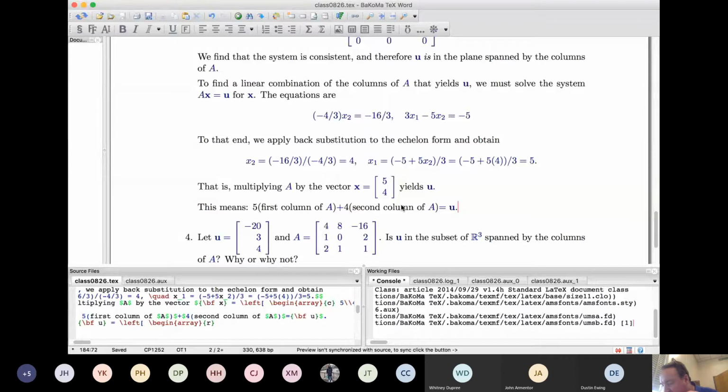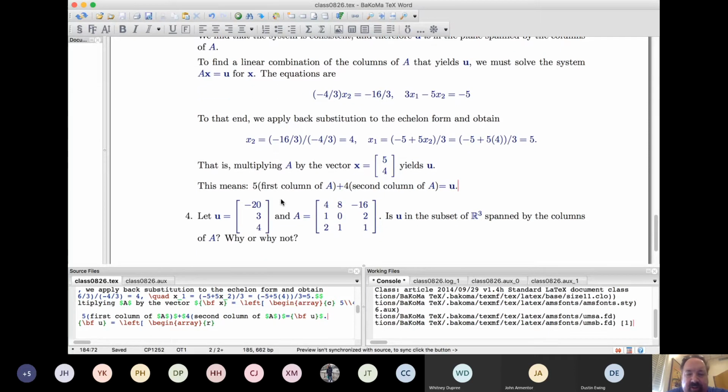Some questions about this one? So any problem in which you're asked whether a certain vector is in the span of the columns of a certain matrix, you're solving this system where this matrix and then this column added on the end is your augmented matrix. That's what you'll be working with for performing row operations.